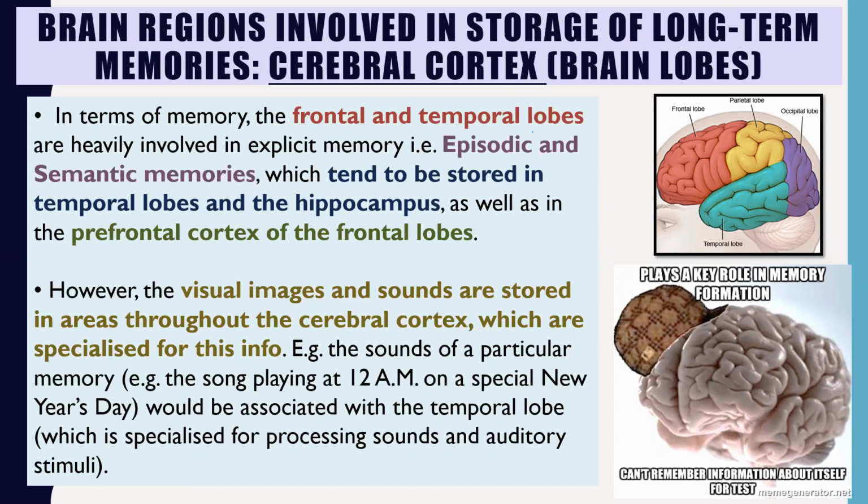The explicit memories are mainly stored in the frontal lobe, which means all your episodic and semantic memories have some storage in the frontal lobe along with the hippocampus, and any sights and sounds related to a memory are either stored in your occipital lobe if it's a visual image, or in your temporal lobe if it's a sound or auditory stimulus. Okay, so that's basically all you really need to know about how the cerebral cortex is involved in storage of long-term memories.